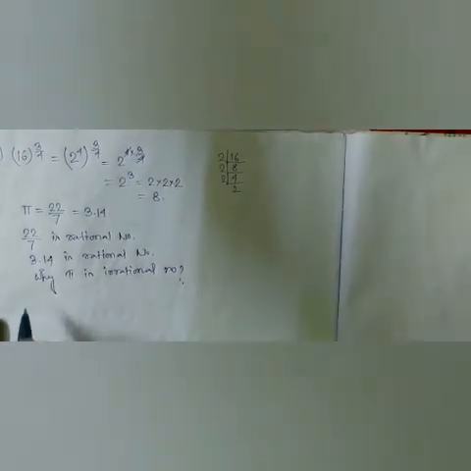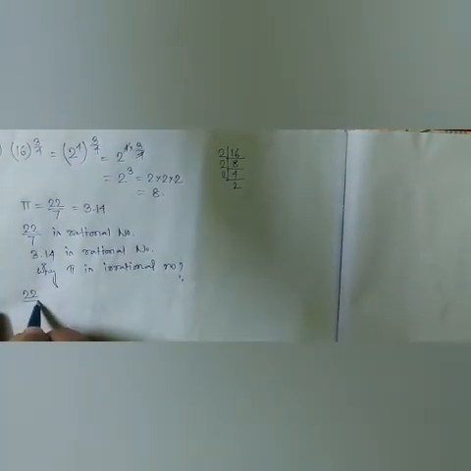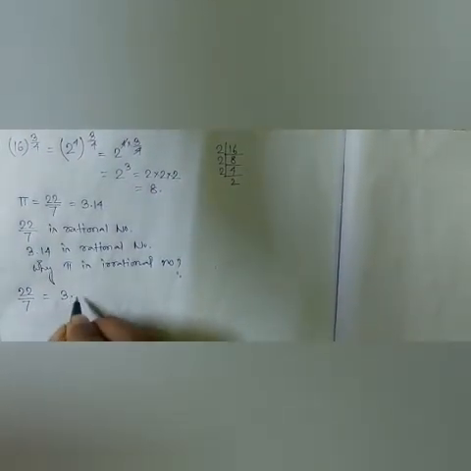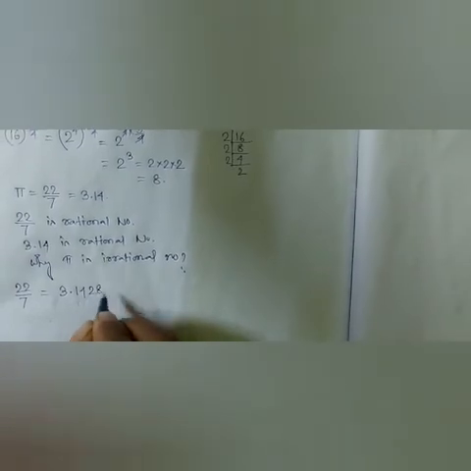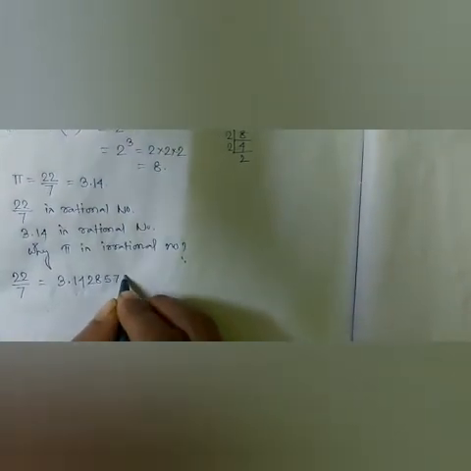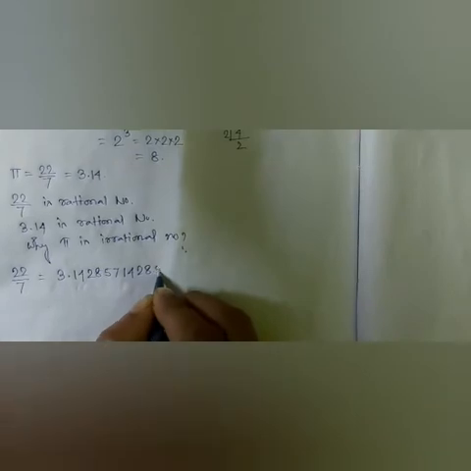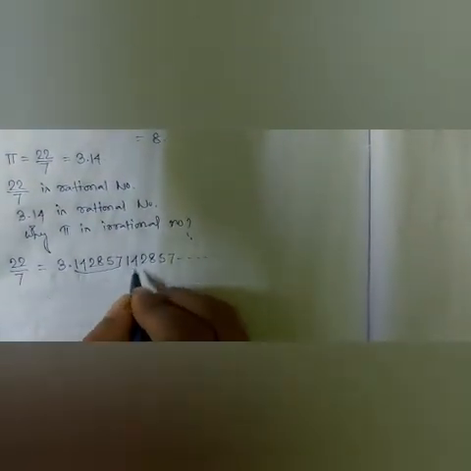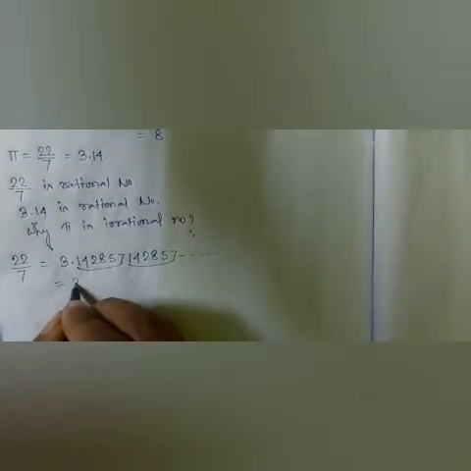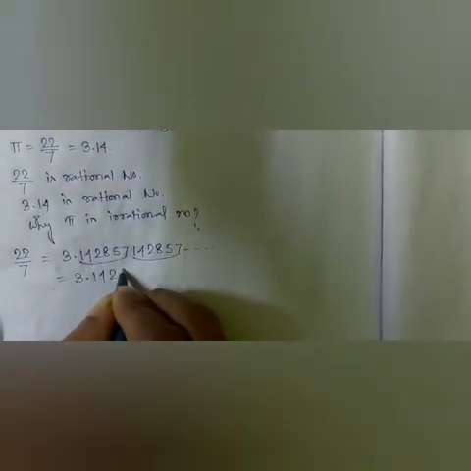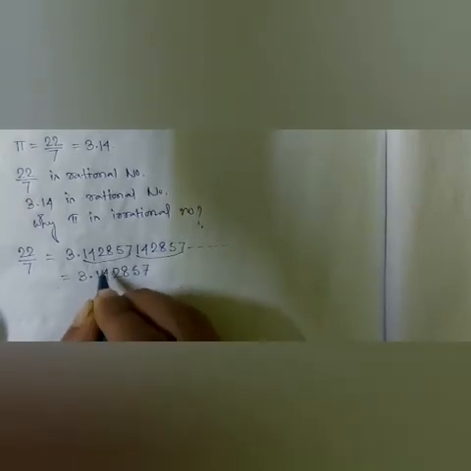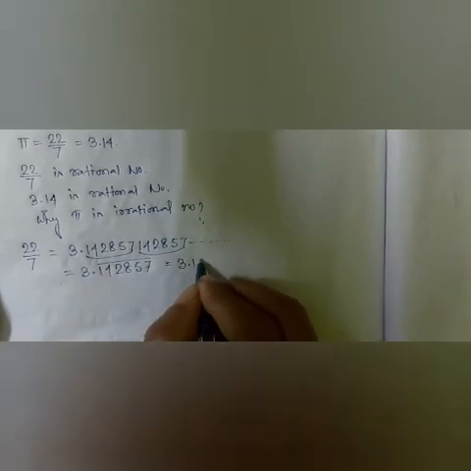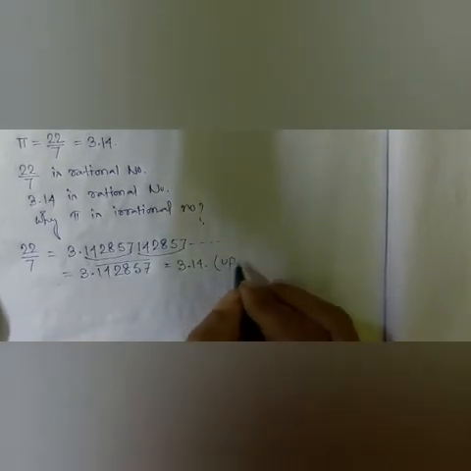Actually, what is the value of 22 by 7? The actual value of 22 by 7 is 3.142857, and again 142857, and this is repeated. Approximately, it can be represented as 3.14 up to 2 decimal places.